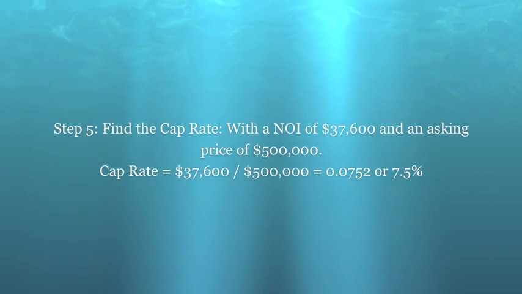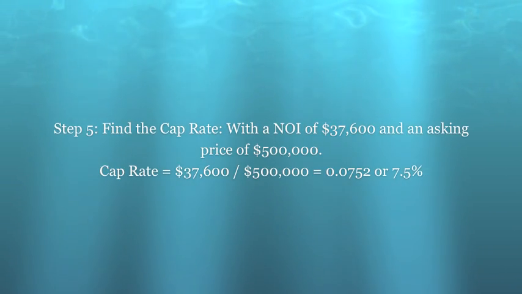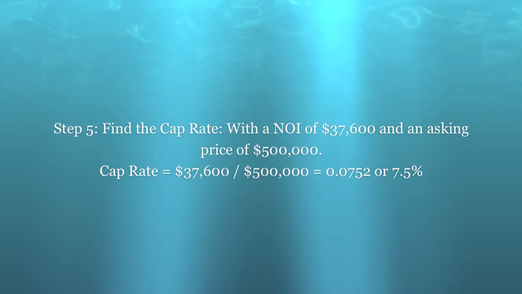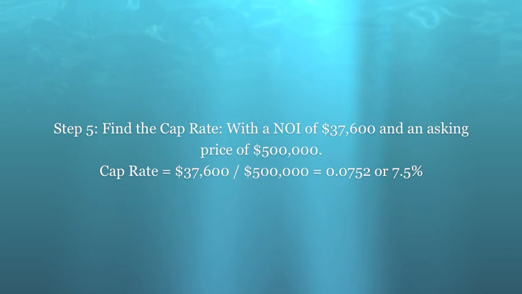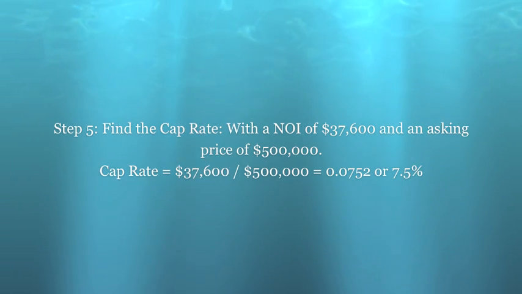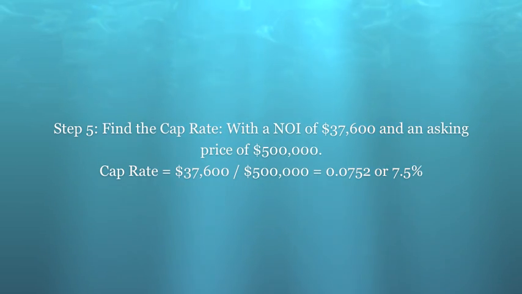With the NOI out of the way, we can now determine cap rate. Remember, cap rate gives us a way to compare other investment property types to each other. It's also inversely proportional to the value of the property. To determine our cap rate, all we need to do is divide our NOI by our asking price, and in this case, it gives us 7.5%, or a 7.5 cap.